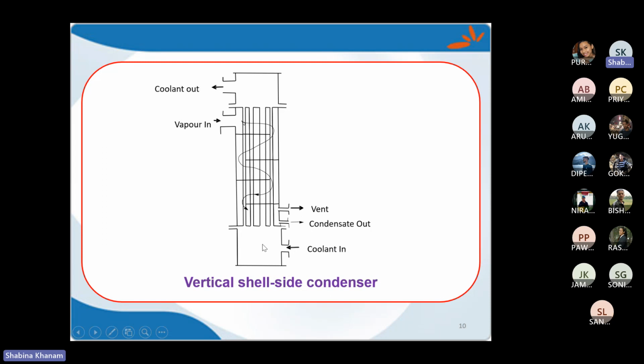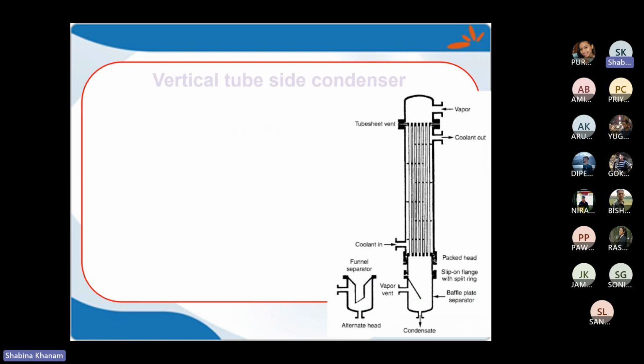Coolant enters into the tube side, that you can see, and then the exit of the coolant will appear over here. So in that way you can consider a shell side condenser placed vertically. So this is another type of condenser. Now we have the vertical tube side condenser.